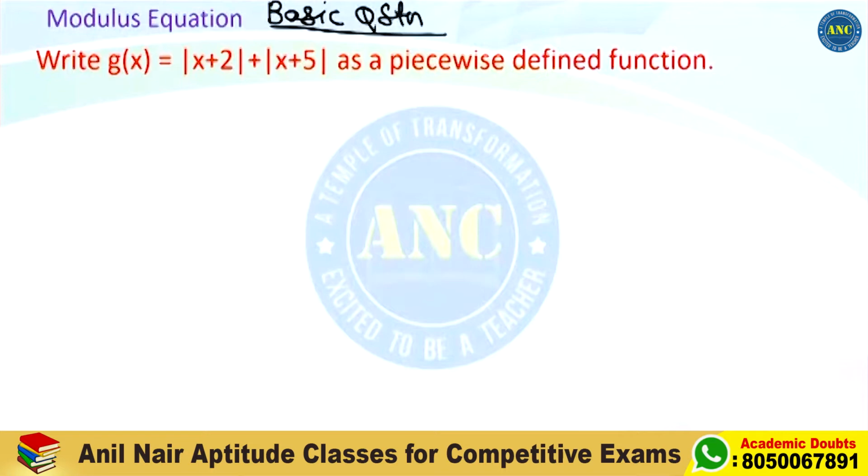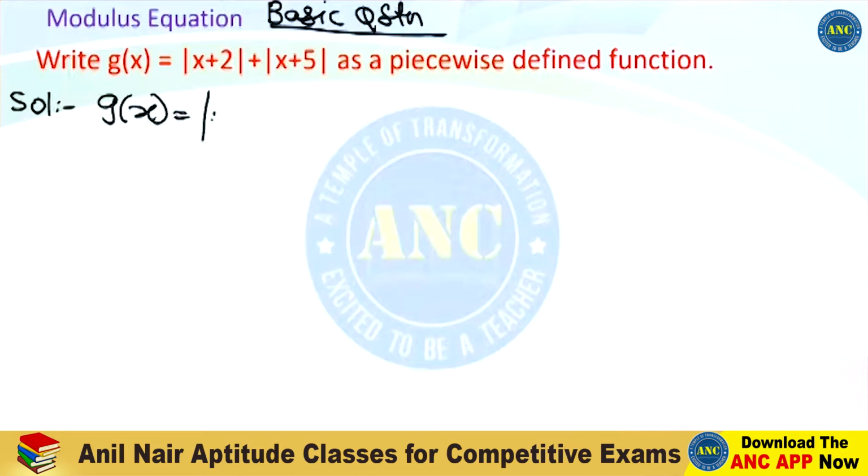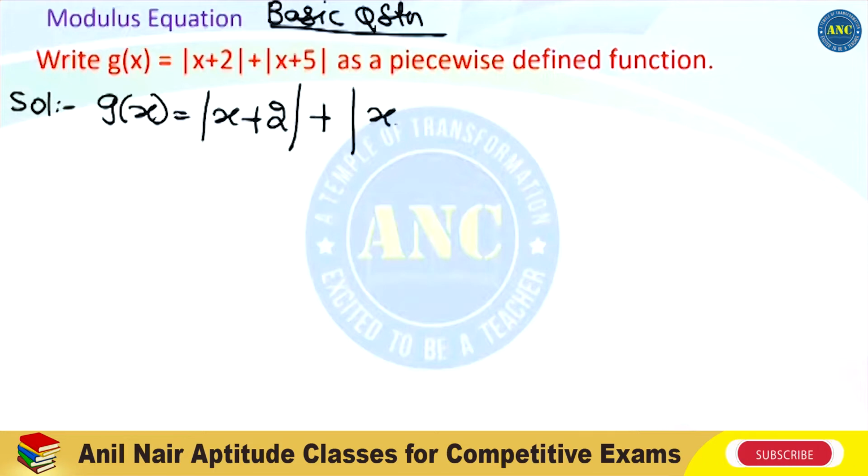Write g of x equal to mod of x plus 2 plus mod of x plus 5. Modulus is nothing but an absolute function. Absolute function is nothing but a distance from 0 on a number line if 0 is the critical point, or it is the distance from the critical point given in the question.